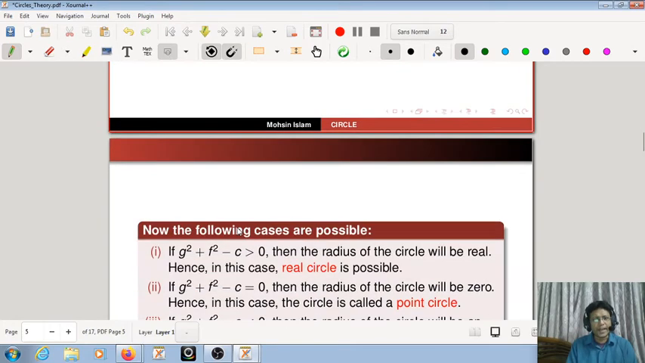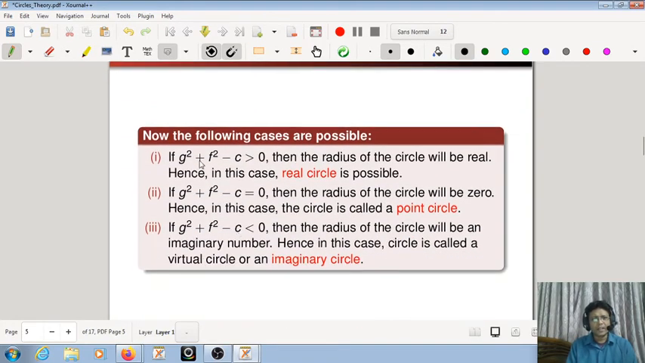Now there are a few cases about that. If g squared plus f squared minus c is greater than 0, then the radius of the circle will be real. Yes, obviously, because g, f, c are constants. So you will get a real number in that case, and so you will get a real circle.